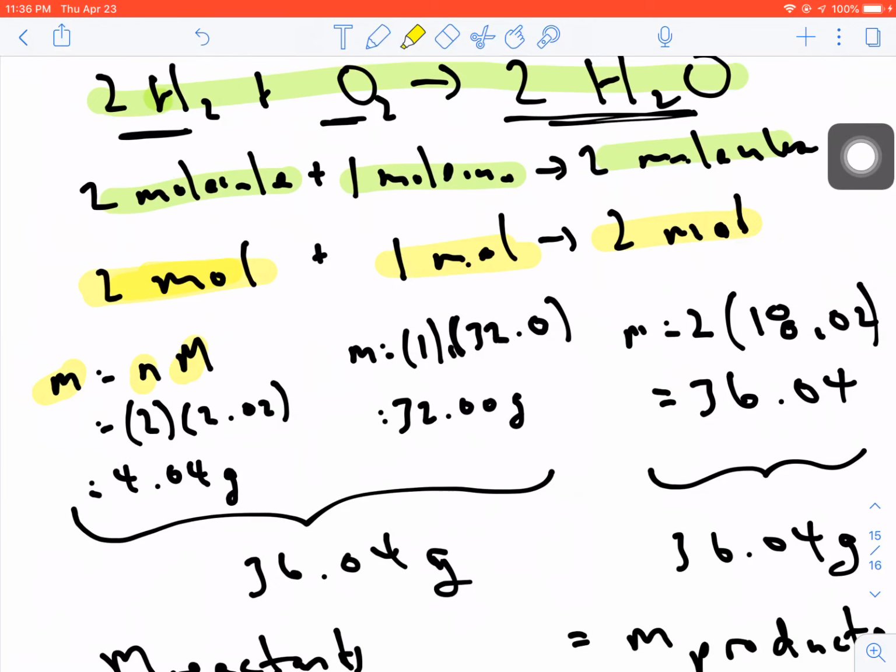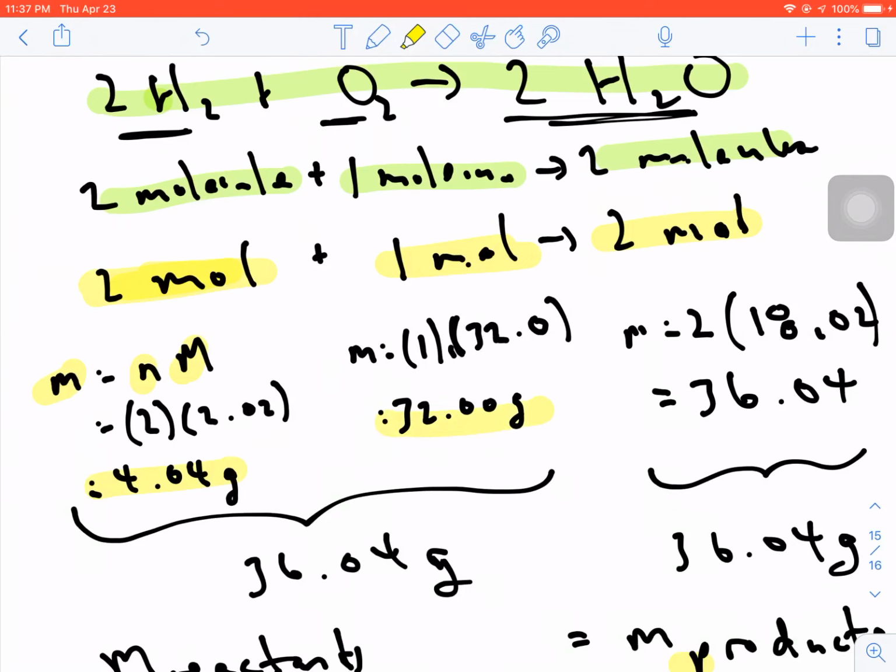If I do the same thing with oxygen, I can determine the number of grams of oxygen if I have 1 mole of oxygen reacting. The molar mass for oxygen, which is O2, is 32.00 grams per mole. 1 mole times 32 grams per mole will give me 32 grams. So I can calculate how many grams of oxygen are going to be used. I now know the number of grams of hydrogen gas and the number of grams of oxygen gas that are going to be used.